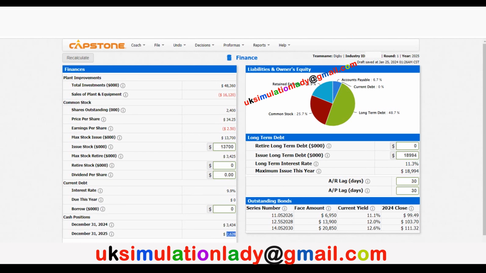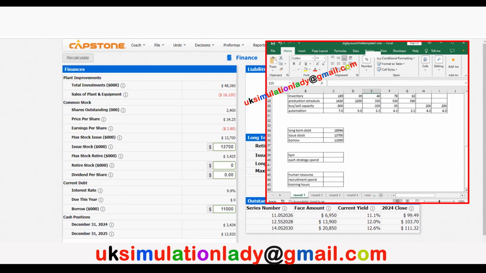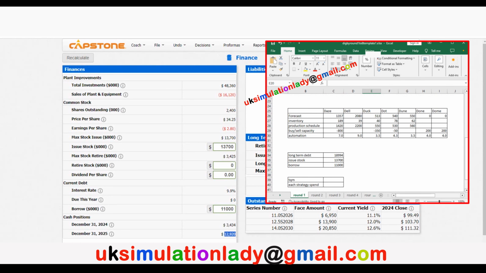$2,628. But there's still a concern: what if our sales forecast is overly optimistic? If so, we need to take out an emergency loan, which would be detrimental. To play it safe, we'll borrow an additional $11,000. After recalculating again, the cash position becomes $12,920. This buffer will protect us from any unexpected shortfalls and emergency loans.